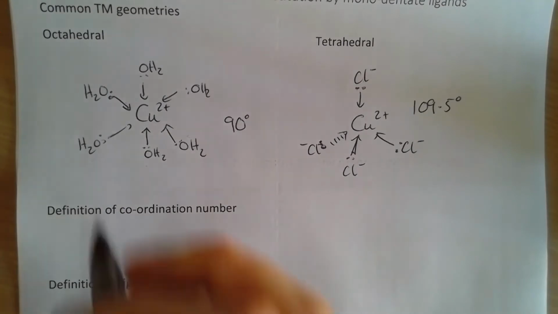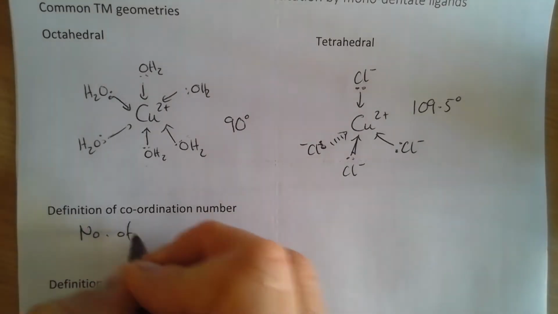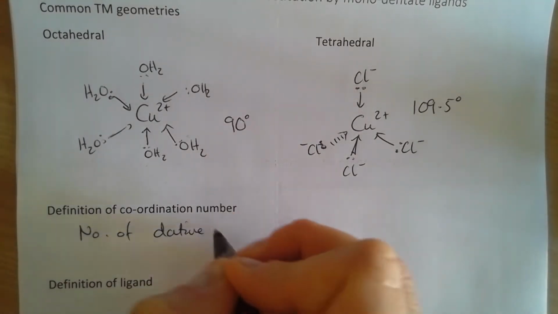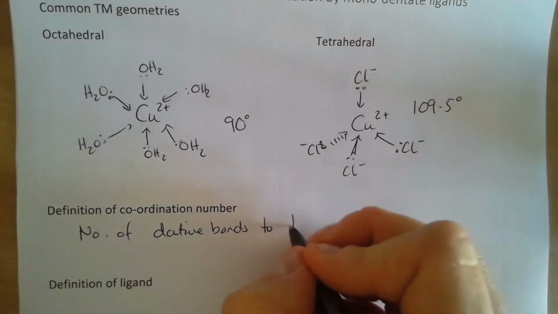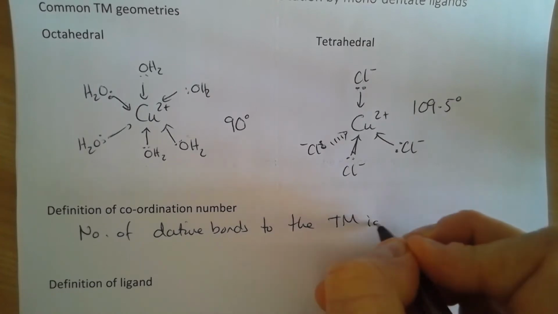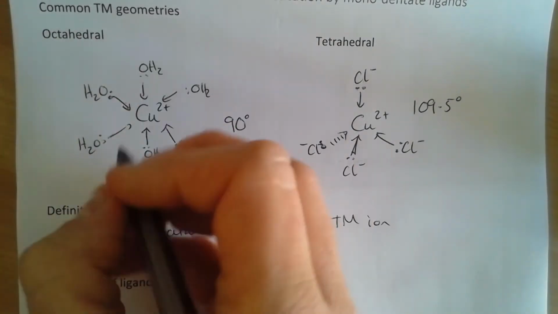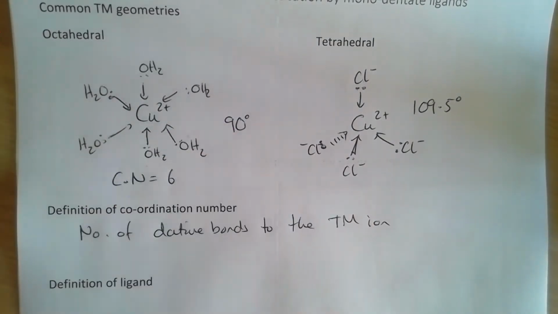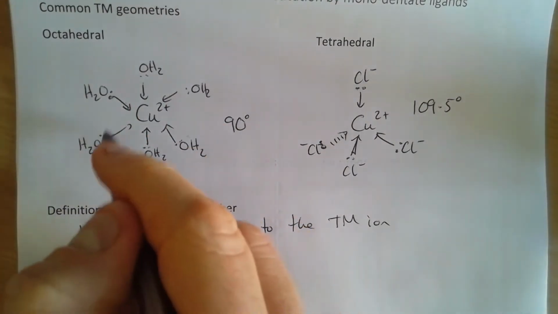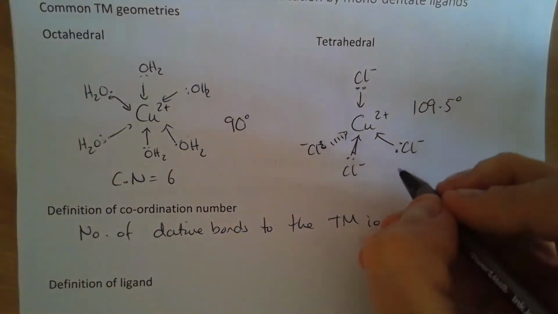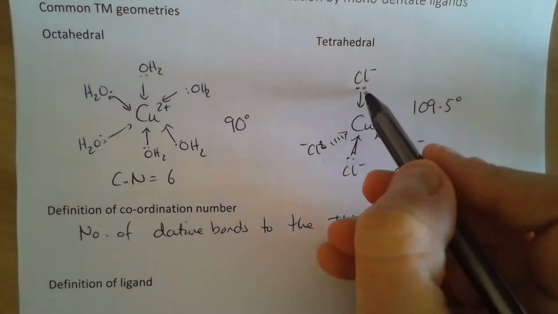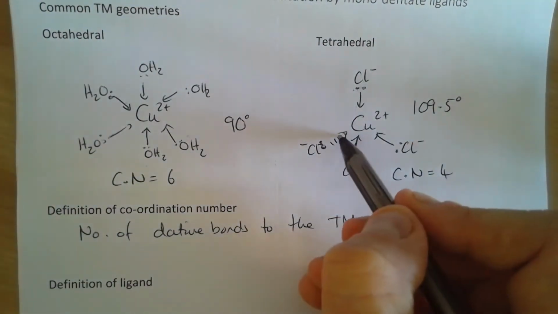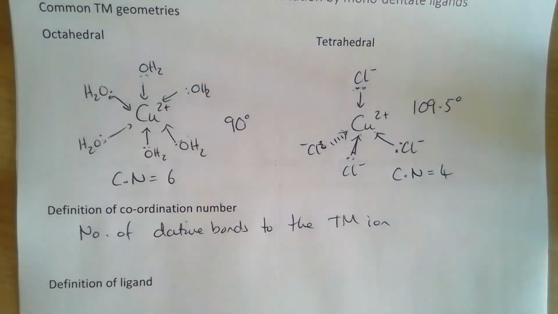The definition of coordination number is simply the number of dative covalent bonds in the complex, or dative covalent bonds to the transition metal ion. So the coordination number of this geometry would be 6: 1, 2, 3, 4, 5, 6 dative covalent bonds, and the coordination number of this geometry here would be 4. There are 4 dative covalent bonds. Lone pair, arrow, lone pair, arrow, lone pair, arrow.